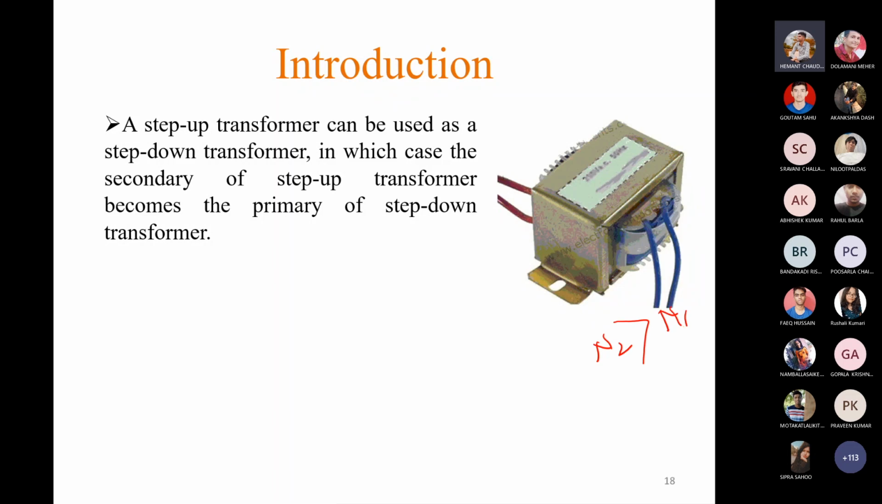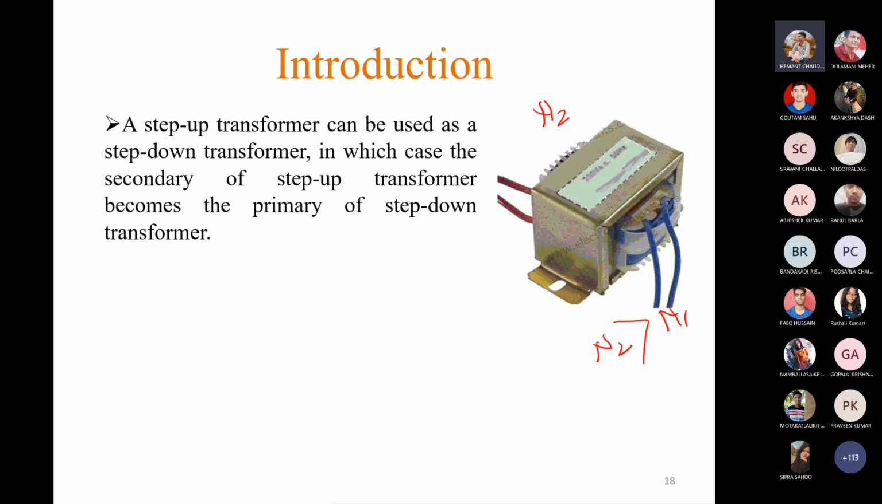Now if we change the connection, that means now we are giving supply to the winding having N2 number of turns, which is greater. So this is our primary now, and in that case the output will be less than the input voltage, so we are getting a step down operation. So in that case we are performing the step down operation using the same transformer.